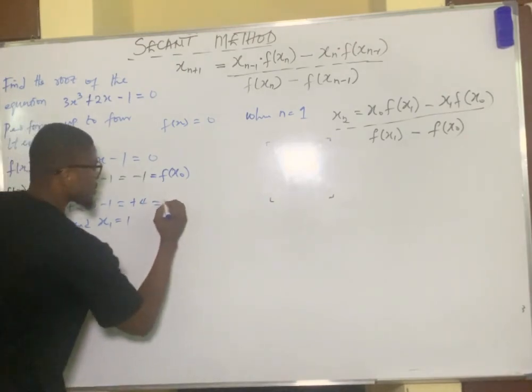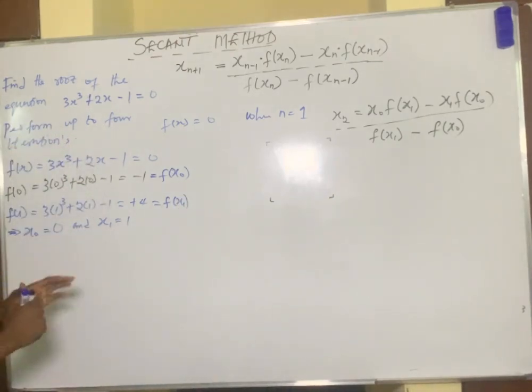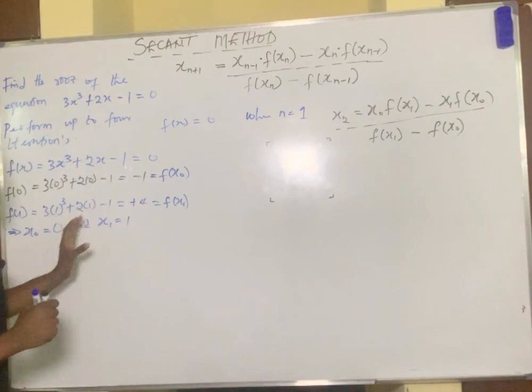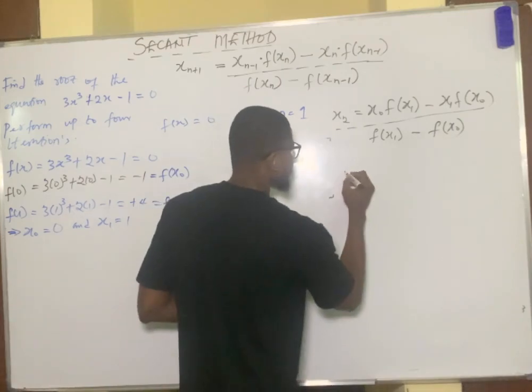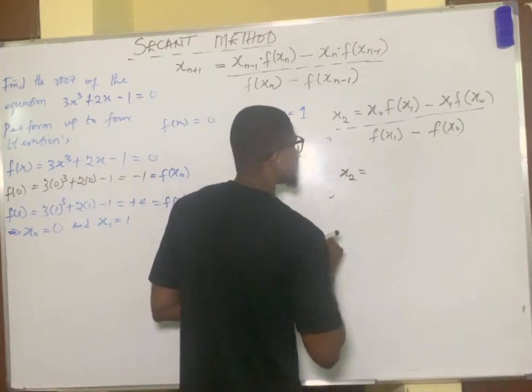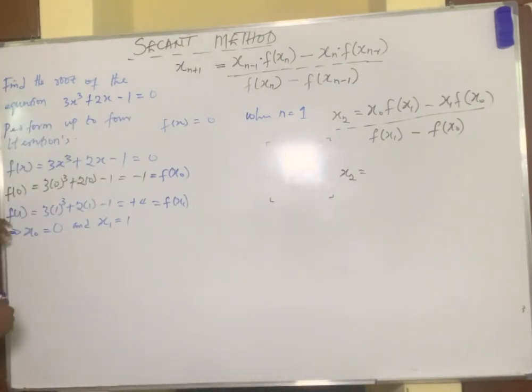So this here gives us f of x1. So everything we need from that equation is made available. We can simply now plug in the values into the equation to find the second root, x2. So x2 is now going to be equal to, what is x naught? We found x naught earlier to be 0. We said x naught is simply 0.